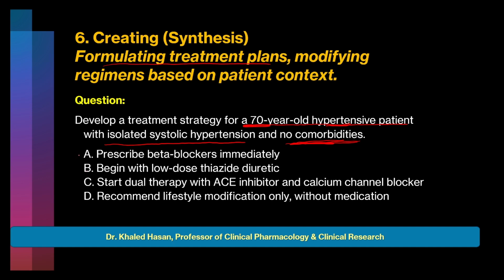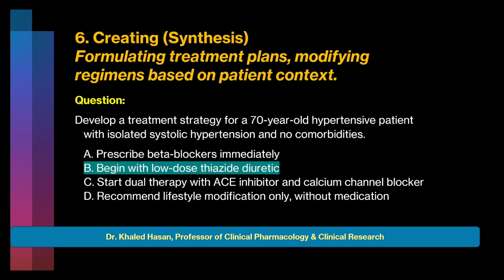A, prescribe beta blocker immediately. B, begin with a low dose thiazide diuretic. C, start dual therapy with the ACE inhibitor and calcium channel blocker. Or D, recommend lifestyle modification only without medication. So what do you think the correct answer is here? Okay, the correct answer will be to start with a low dose thiazide diuretic.